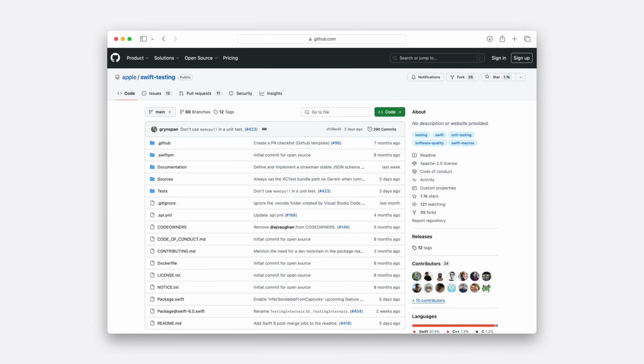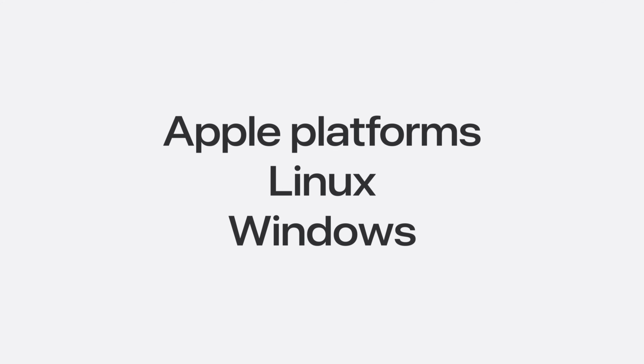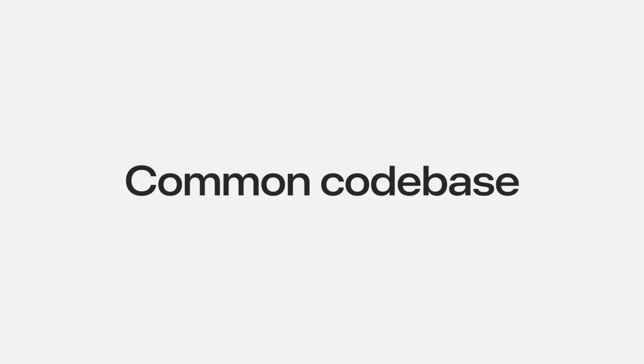Soon it will transition to the recently announced swiftlang organization. It works on all Apple operating systems which support Swift concurrency, as well as on Linux and Windows. And importantly, it has a common codebase across all these platforms. This is a significant improvement over XCTest, which had multiple implementations. It means your tests will behave much more consistently when moving between platforms, and there will be better functional parity between them.